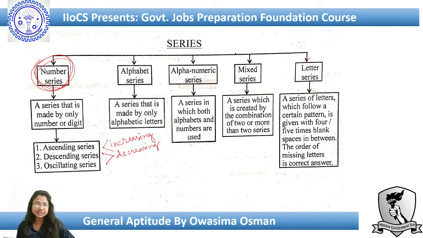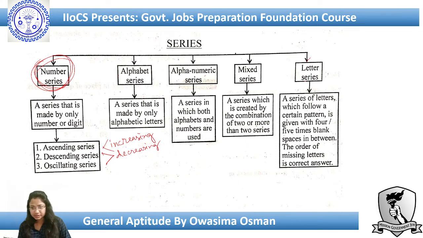Next, mixed series, a series created by a combination of two or more series. That means there can be the presence of both an alphabetic series and a number series, and more than that also. That type of series you can call a mixed series.